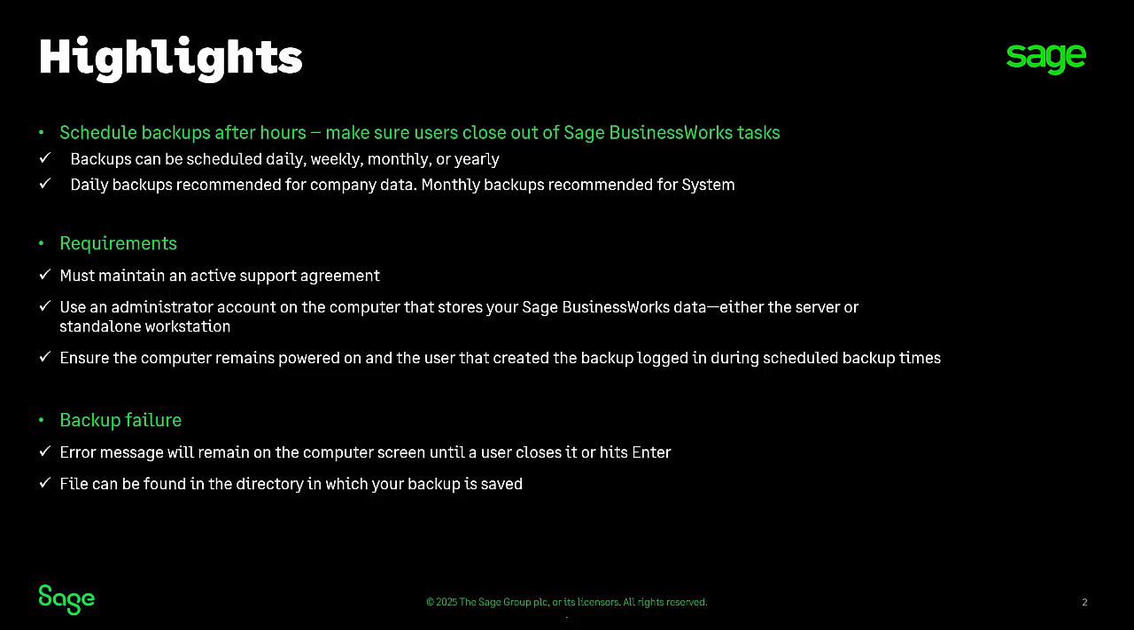You must maintain an active Sage BusinessWorks support agreement for the scheduled backups to run. You can schedule your backups and run the backups while logged into a Windows user that has administrator rights to the computer you are scheduling the backup on. You must create and run scheduled backups on the server if you're using a network version, or on your standalone workstation if you're using a single user version.